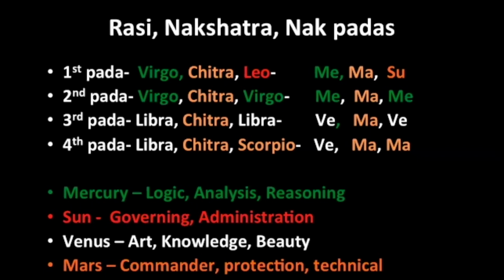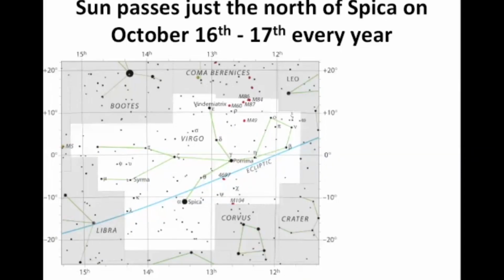The fourth pada can be jewelry. The jewelry designers are very strongly connected to this Venus part, the third and the fourth pada. Yes, the fourth pada will be Martian. So again, it's a combination. This way, if you study Rashi, Nakshatra and Nakshatra padas, you get a lot of clues. That's one way of studying, and I do that mostly.